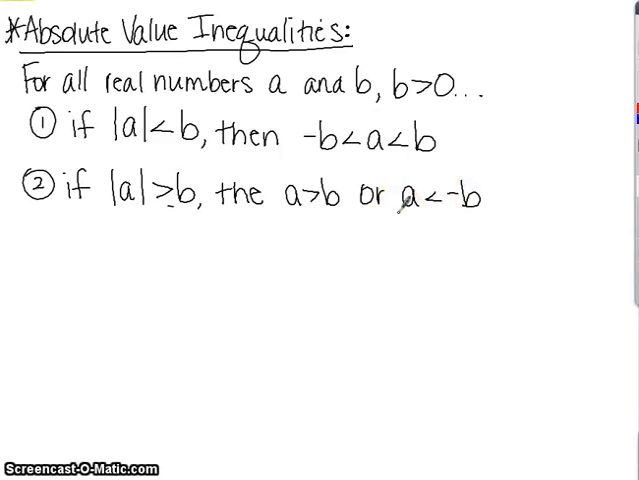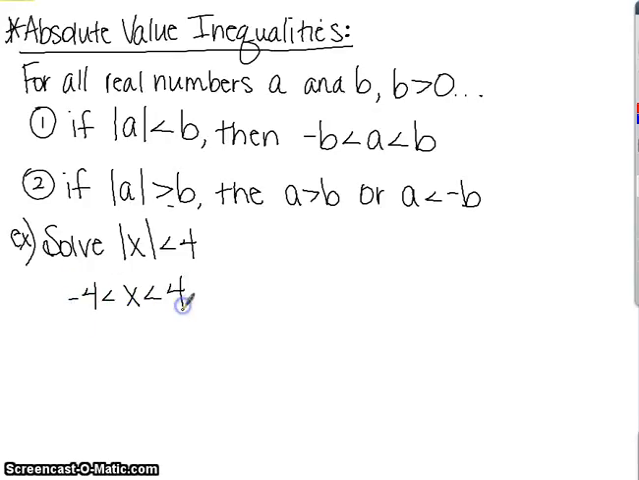Okay, so let me show you how this works. I'll start out with a basic one, and then I'll show you some more complicated ones. All right, here we go. We want to solve absolute value of x less than 4. This is a less than, so that means I'm going to turn it into an "and" statement. So, negative 4 less than x less than positive 4.